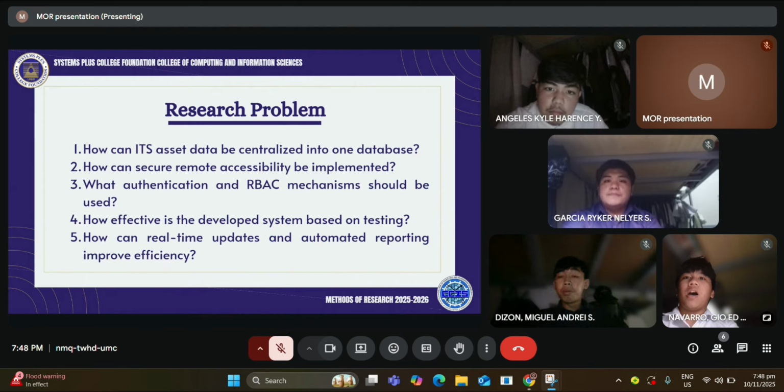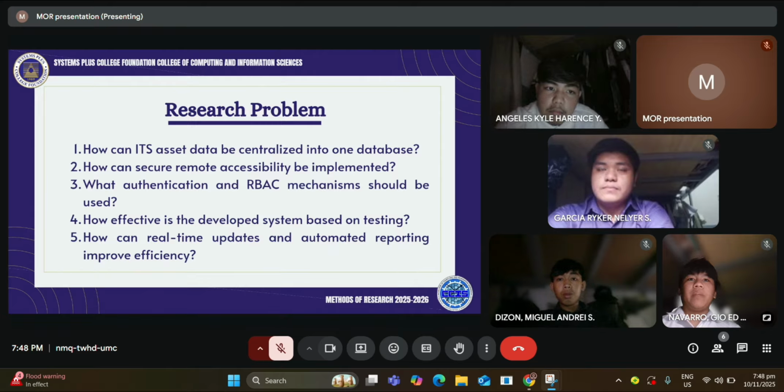Number one, how can the system centralize all ITS asset information into one accessible database? Second, how can remote access be securely integrated? Third, what authentication method can ensure data security? Fourth, how can automation improve accuracy and reporting? Fifth, and finally, how effective is the developed system in terms of accuracy, accessibility, and user satisfaction? Next.